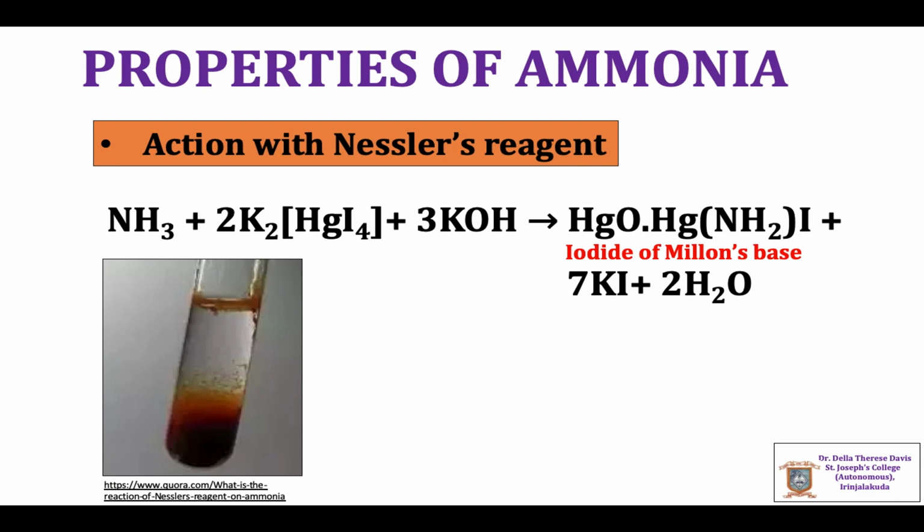Ammonia reacts with Nessler's reagent, that is K2HgI4, in the presence of base to give iodide of Millon's base, which is brown colored. This test is used for the qualitative analysis of ammonium cation.